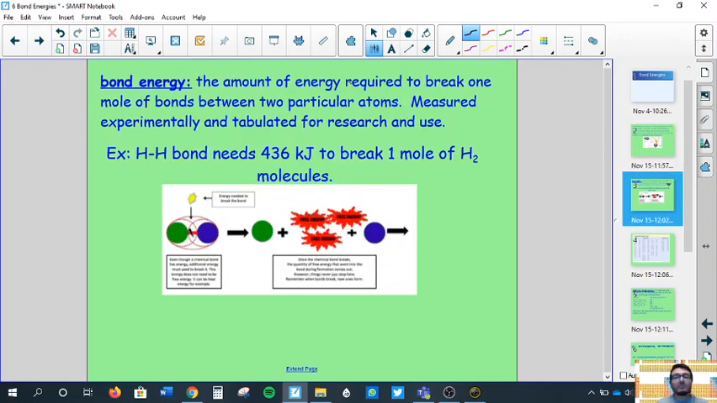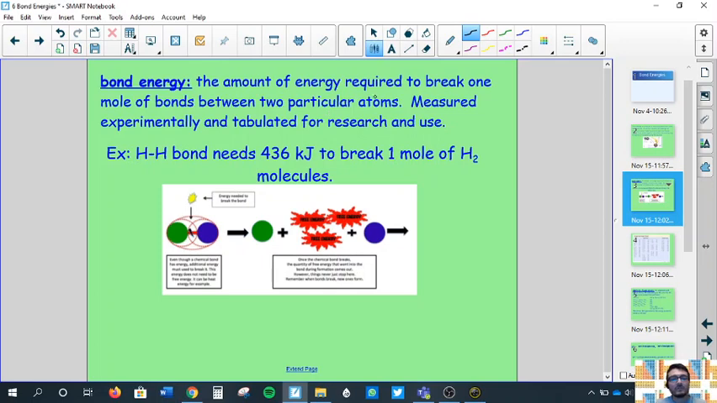It's the amount of energy required to break 1 mole, so it's measured per mole of a certain type of bond between two particular atoms. I'll show you a table that goes over those different types of bonds. This has been measured experimentally and tabulated for research. You don't have to memorize any of these values. I'll give them to you on a quiz, test, exam or wherever you need them.